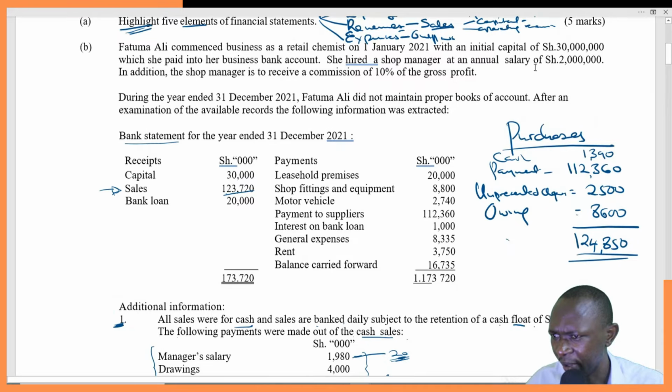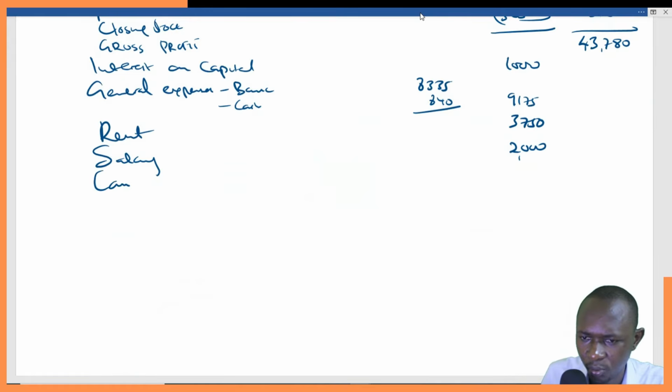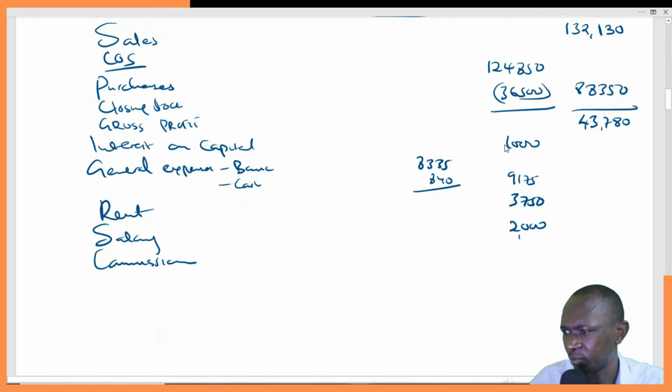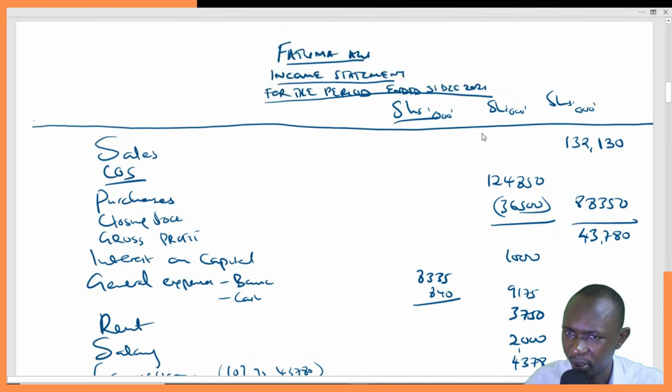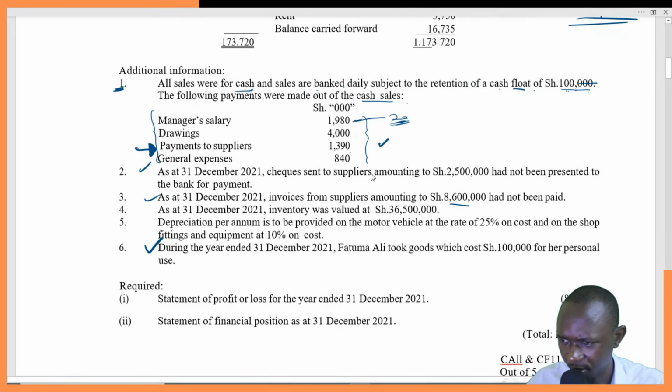So then we come here. There is something again here that in addition, the shop manager is to receive a commission of 10% of the gross profit. So commission, 10% of gross profit. How much is that? Our gross profit is 43,780. So 10% of 43,780 gives us 4,378 as our commission.